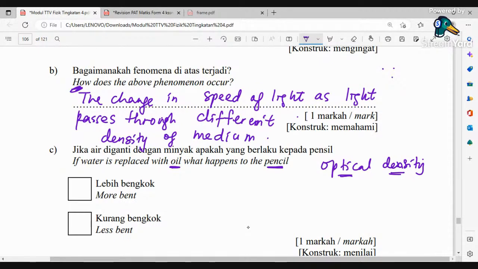Okay, optical density of oil is larger than water. Optical density of oil is more than water. Okay, means refractive index of oil is more than water. Ini boleh check internet lah. Dia punya value, optical density, means oil has larger ability to bend light. Okay, so the answer should be A, more bends. Okay, lebih bengkok. Okay, when we discuss in terms of optical density.